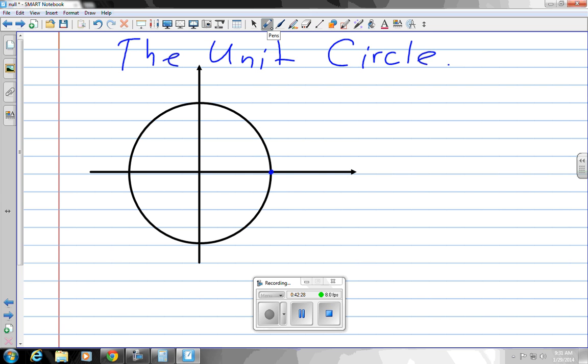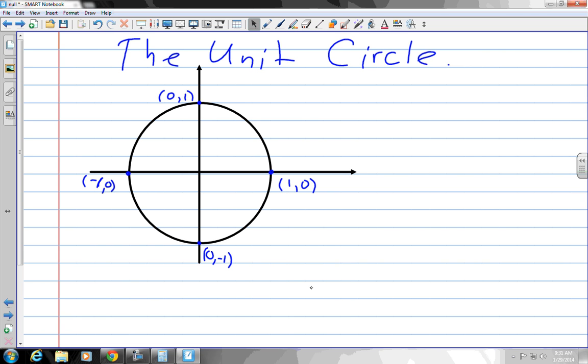So what are the coordinates of that point, if the radius is 1? What do you think? Well, 1, 0, right? Is that okay? Now, what are the coordinates of this point right here? The top one. Yeah, that's 0, 1. So this will be negative 1, 0. And this will be 0, negative 1. So those are easy, right? That's just based on the fact that it's radius 1.